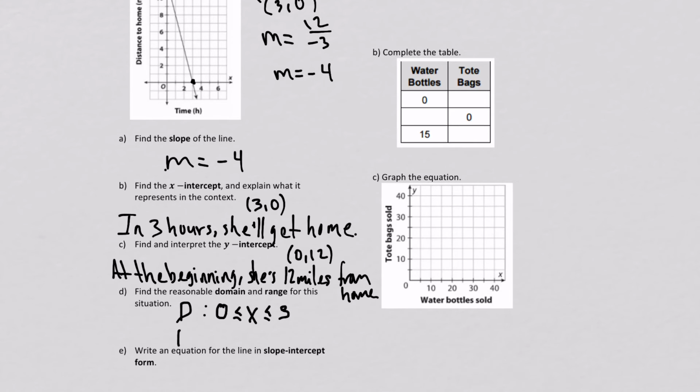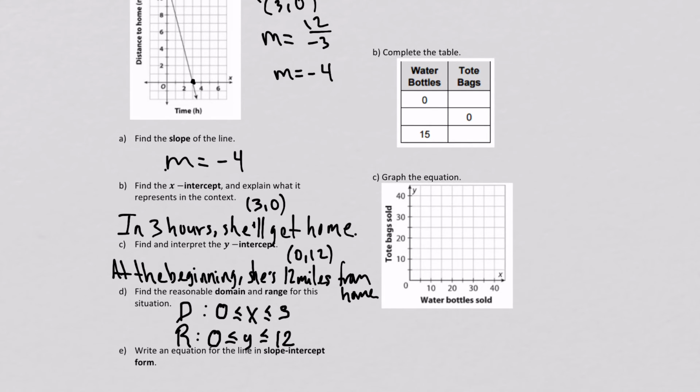The range, same idea, but now we're looking for the y values. The y values in this case represent her distance from home, okay? How far she is from home. So how far could she be from home? The least amount is 0 miles. That's when she is home. What is the largest amount that she is from home? 12 miles. That's where she starts running. And your y value is somewhere in between those two.